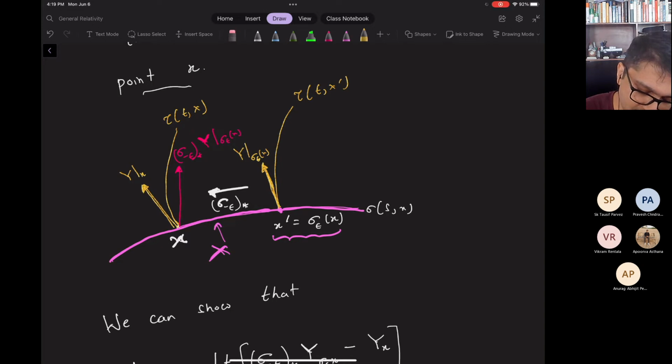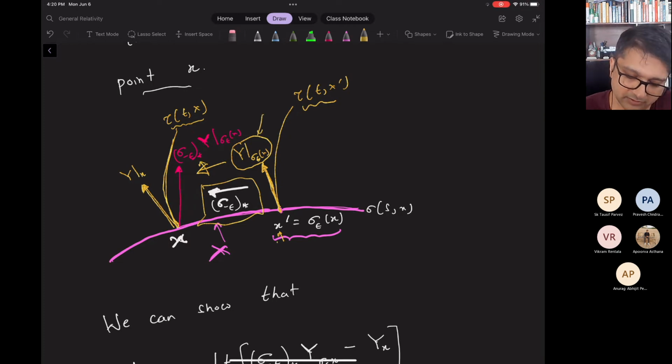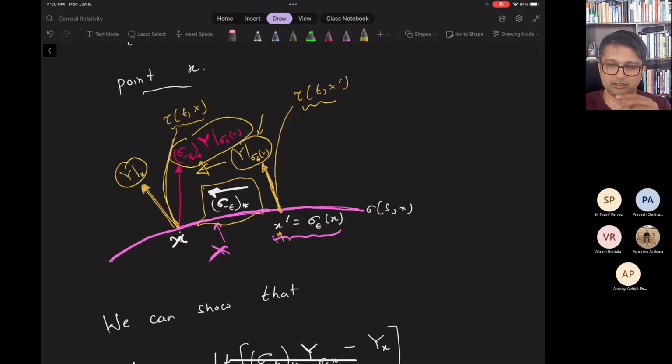These themselves generate a flow, which we call tau tx, and this is a flow tau tx prime, the flow starting at the point x prime. Now what we're doing is pulling this vector back, or pushing it forward using the inverse map, sigma minus epsilon star. So we're pulling back this vector, sigma minus epsilon star y, the y which was at sigma epsilon of x, and comparing the difference between this, which is a vector at x, and this vector. Both of these are vectors at x, so we can compare them.